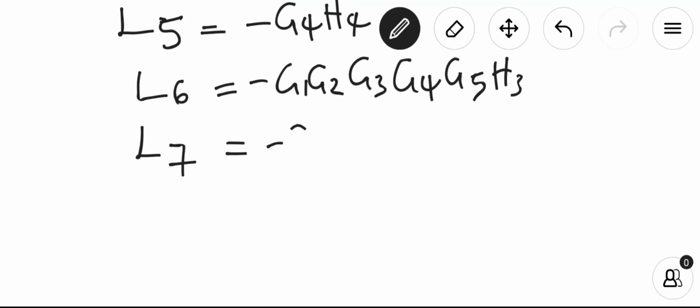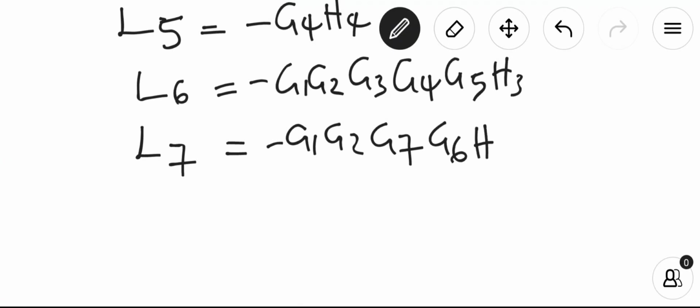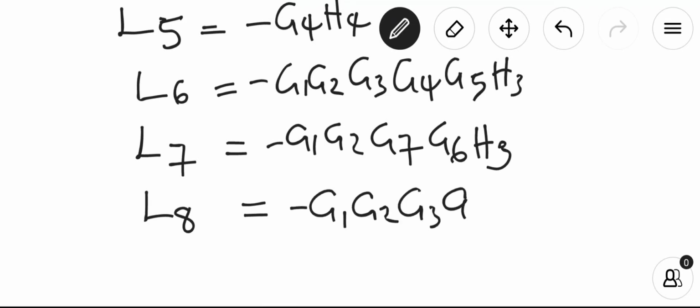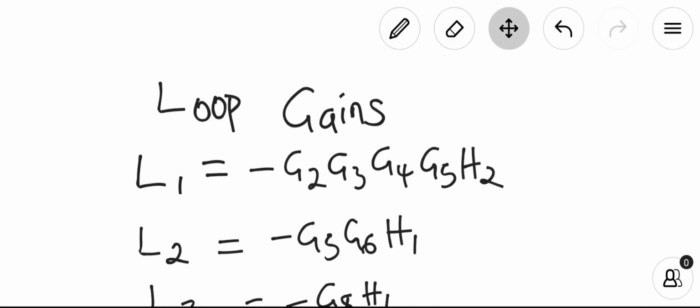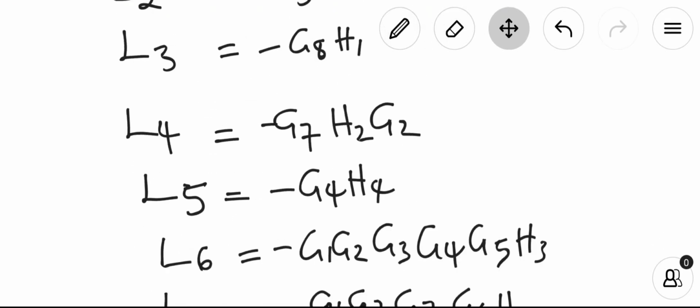L7 minus G1, G2, G7, G6, H3. And this is minus G1, G2, G3, G4, G8, H3. This is L8. So now we have the 8 loop gains.